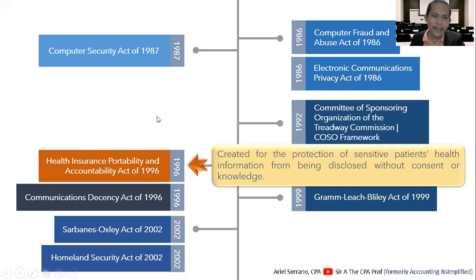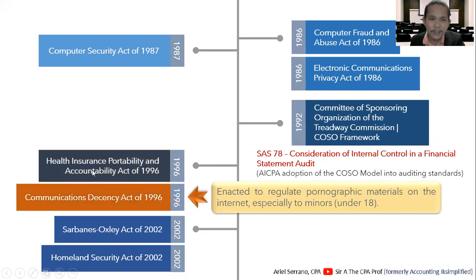Okay? So next tayo. Etong Communications Decency Act naman, this is the law that protects against indecent acts. Okay? Or in short, in simple terms, this was enacted to regulate yung mga pornographic materials on the internet, lalong-lalo na sa mga minors o yung mga under 18 years of age.